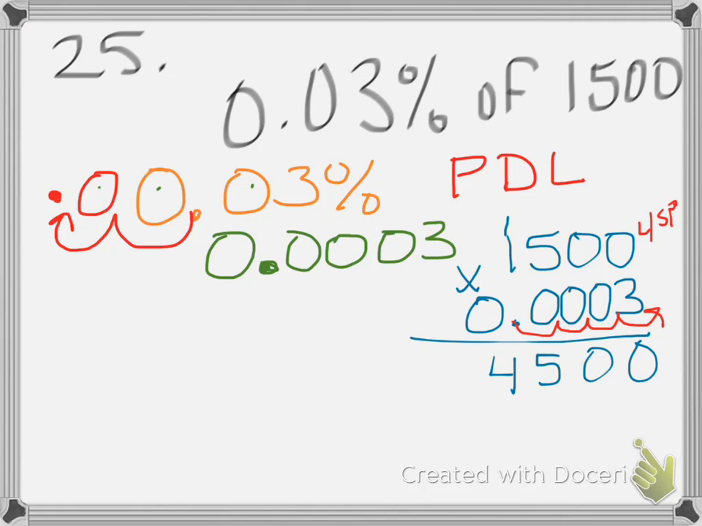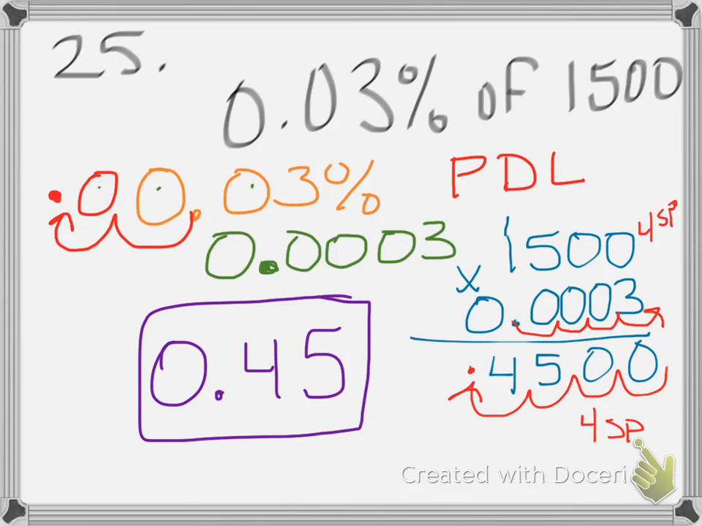Since I had to go 4 spaces to get rid of that decimal, that means I'm going to have to go 4 spaces to get it back in there. 1, 2, 3, 4. So now that decimal is going to go right in front of the 4. So now my final answer, 4 spaces, my final answer is going to be 0.45.